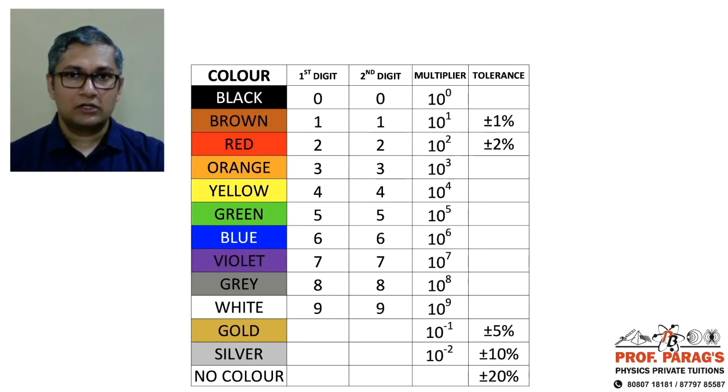Now let's decode the numbers. This is a table which we are going to use for decoding. On the left we have all the colors which are possible, starting from black, brown, red, orange, yellow, green, blue, violet, gray, white, gold, silver, and then there can be no color, meaning no band. Please note the difference between gray and silver. They can look alike. Sometimes gold and orange also can be confusing, or orange and brown. So please be careful about that.